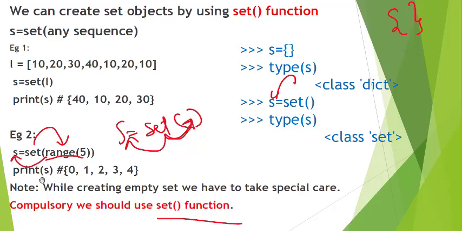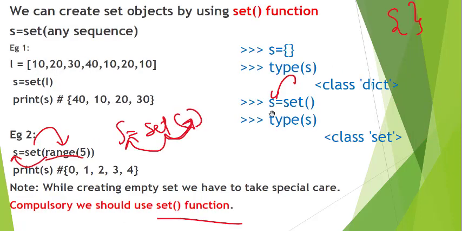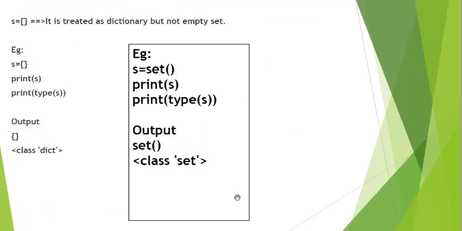For example, if we don't use the set function and we say S equals some numbers in curly braces like we had here, it's okay. But if it's an empty set, we can't write it like this because it's a dictionary. Okay, for an empty set, it's necessary to use the set function, otherwise it will create a dictionary, because both use curly braces. So we need the set function if we have an empty set. That's compulsory.